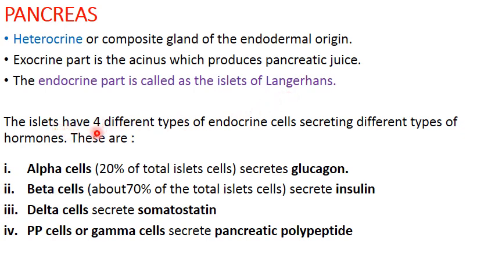The islets of Langerhans have four different types of endocrine cells, and they secrete these hormones. Alpha cells, 20%, secrete glucagon. Beta cells, 70%, are the major cells that secrete insulin. Delta cells secrete somatostatin, and the last, PP cells or gamma cells, secrete pancreatic polypeptide. That's why it's called PP, for pancreatic polypeptide. Let's see the functions of these.